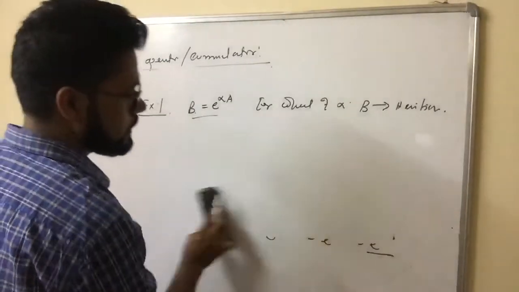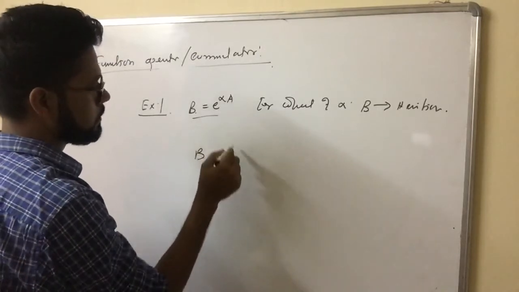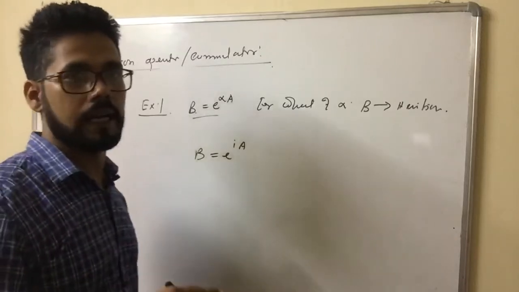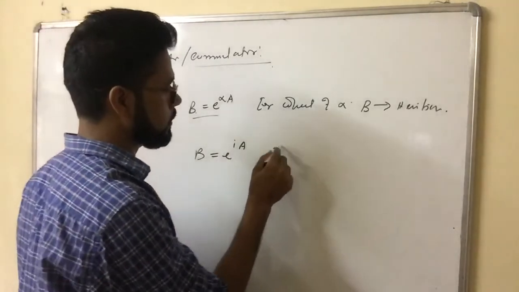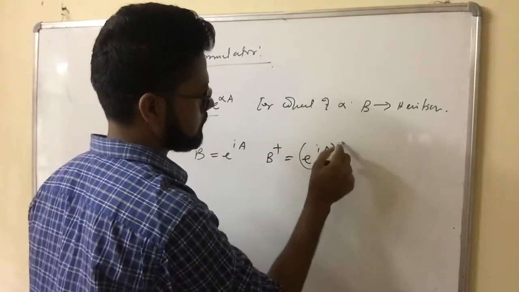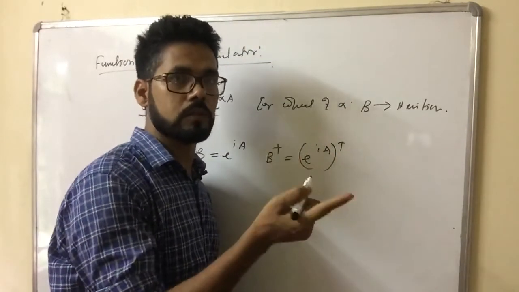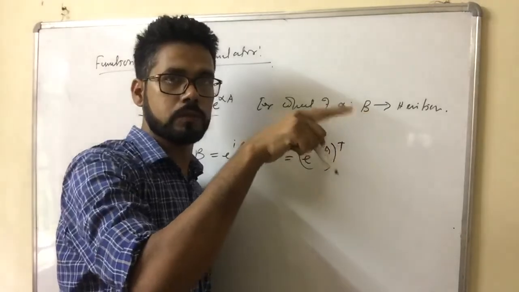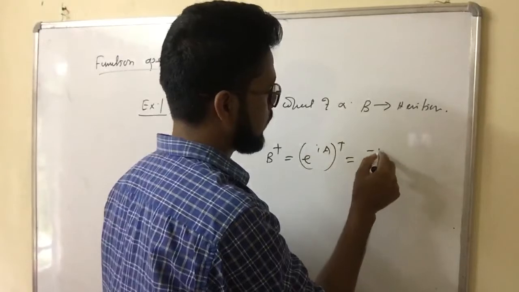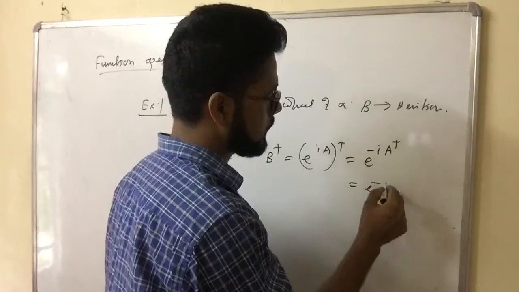Suppose I consider B equal to e to the power alpha equal to I A, where I is an imaginary number. Then B dagger equals how much? B dagger equals e to the power I A dagger. Dagger means complex conjugation, but for a single number there is no transpose of a matrix; transpose has no meaning for a single number. So it will be e to the power minus I A dagger. A is already Hermitian, so e to the power minus I A.